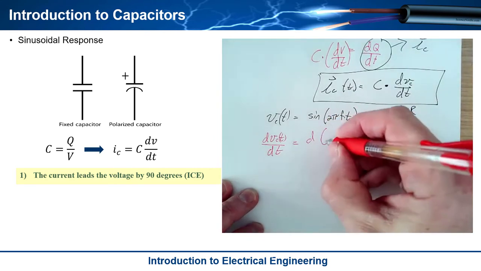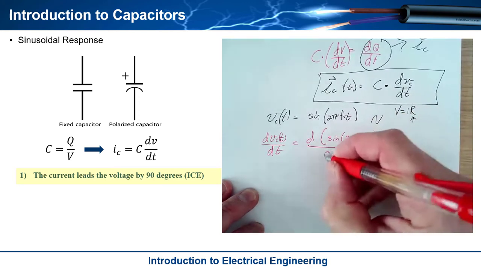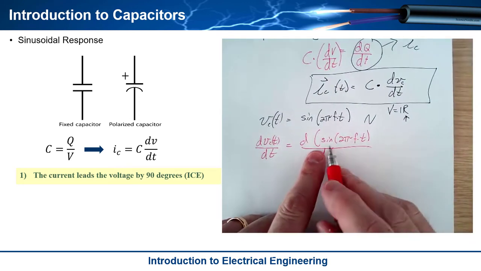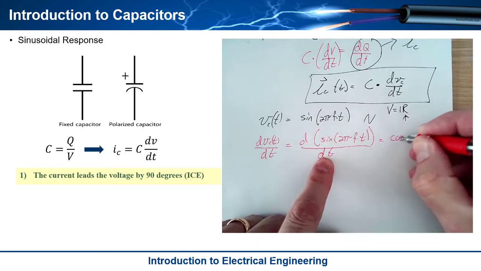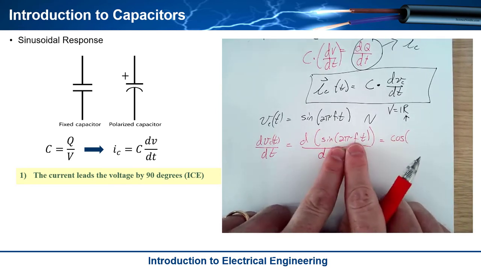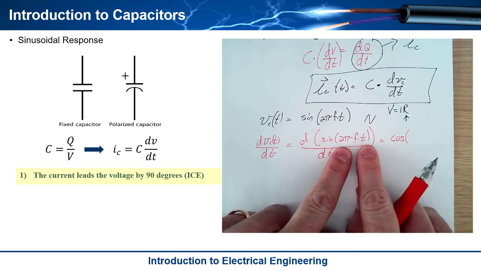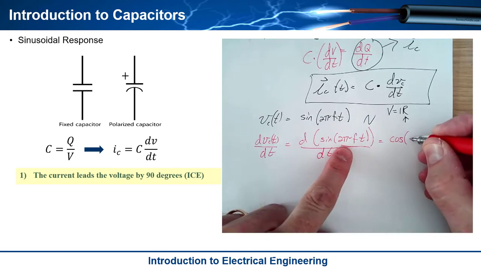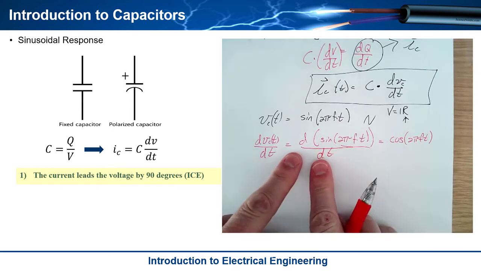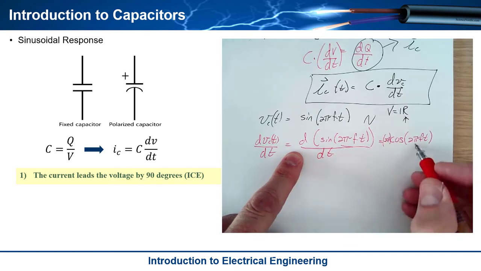When I take the derivative of sine 2 pi ft with respect to time, remember that the derivative of sine is cosine. So I get cosine, but then it's also the derivative of what's inside. Since you're taking the derivative with respect to time, you end up with just the constant. So you're going to have cosine of 2 pi ft multiplied by 2 pi f.